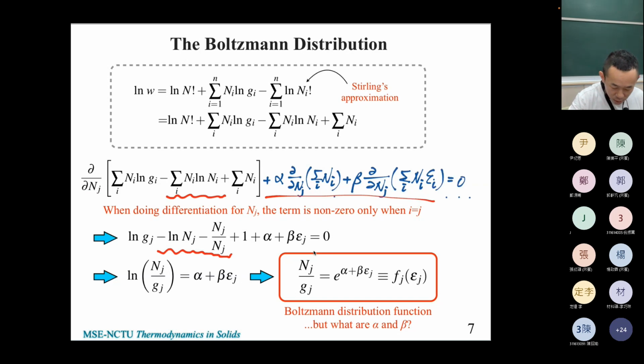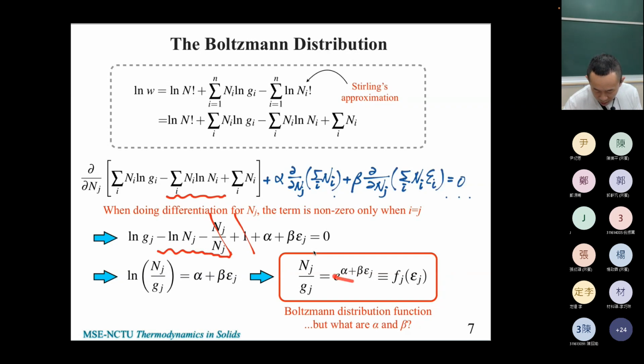And you do the differentiation for the later term, you get alpha plus beta epsilon j equal to 0. And then mj over nj cancel each other. So you get natural log nj over gj equal to alpha plus beta epsilon j. So nj over gj equal to exponential alpha plus beta epsilon j. Okay, so this is defined as fj of epsilon j. Basically this is the distribution that maximizes the function, maximizes the WB.